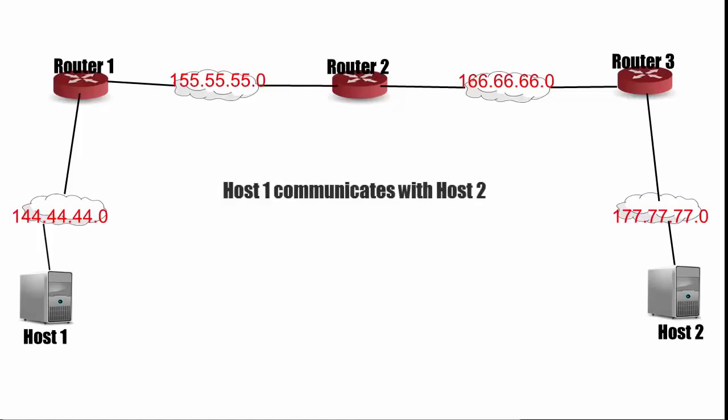Suppose that host 1 is a client that wants to view a web page on host 2, host 2 being a web server. TCP/IP allows host 1 and host 2 to communicate across the internet, while it appears to the application processes on both hosts that they're directly connected to each other. Let's watch the packet get routed across the internet, illuminating the process by which routing occurs.